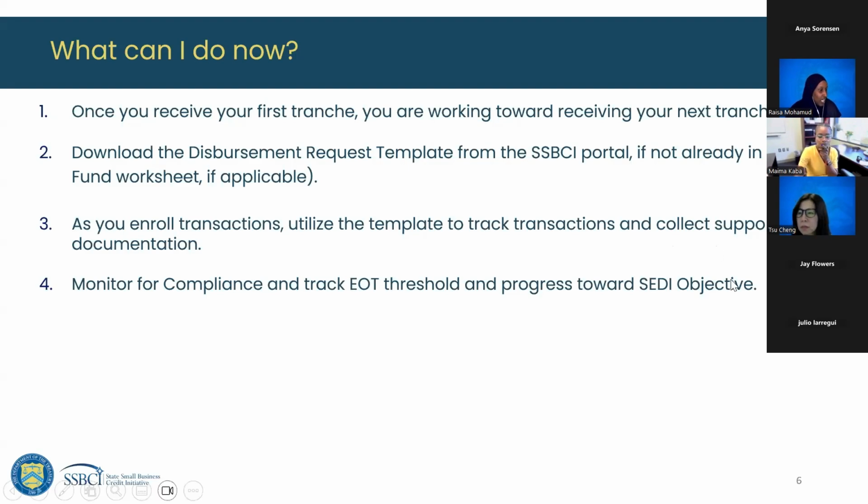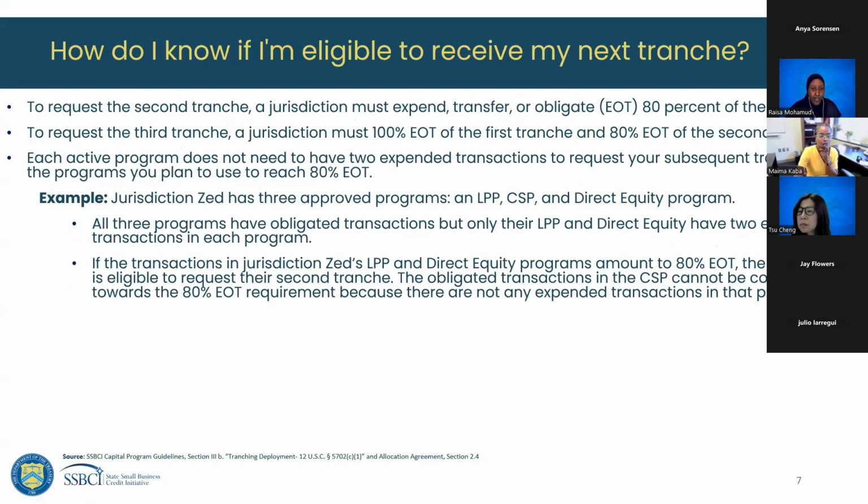Next slide. How do I know if I'm eligible for my next tranche? Hopefully we all know the general need-to-knows about disbursements. You have your different allocations: the main capital, VSB, SETI. To come in for your next tranche, you'll need to have at least 80% of that first tranche expended, obligated, or transferred, EOT, to receive the second tranche. And you need to have 100% of your first tranche and 80% of the second tranche to receive your third tranche.